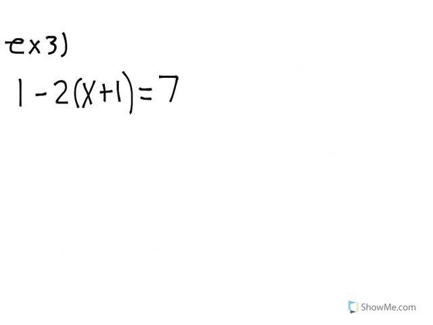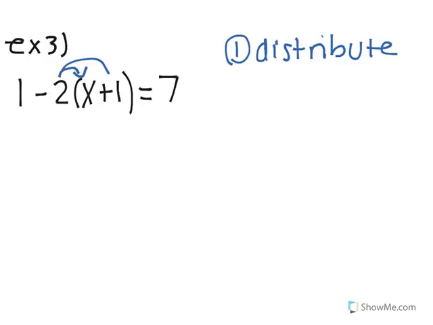Okay, example 3. Step 1, distribute. So it's going to be 2 multiplying that, but you also have to account for this. This negative is going to be attached to this 2, so it's going to multiply to each term. So it's going to be 1 minus 2x, and make sure this negative goes to the second term. Minus 2 is equal to 7.